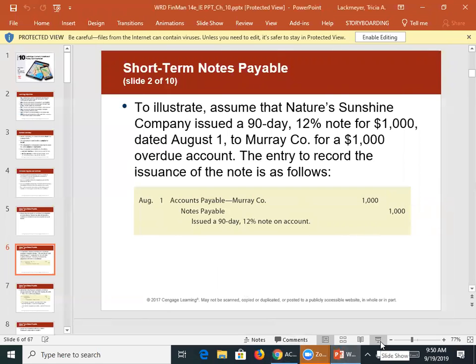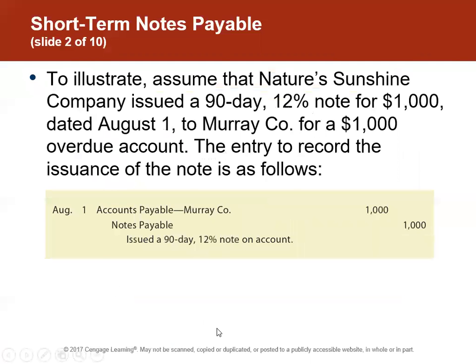So that little description at the bottom, this right here? We won't use them in Cengage, but that's just your typical, in real accounting, we always put like a description under any journal entry to explain what's going on. And that is helpful when we're dealing with notes so we know the length and the interest attached to it. But you don't have to put those descriptions in Cengage.